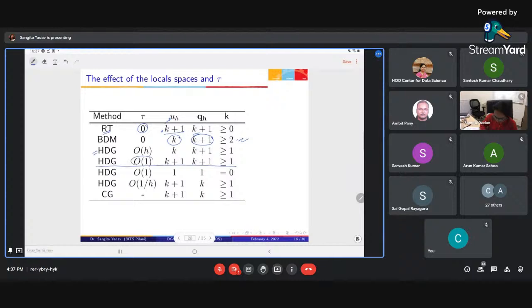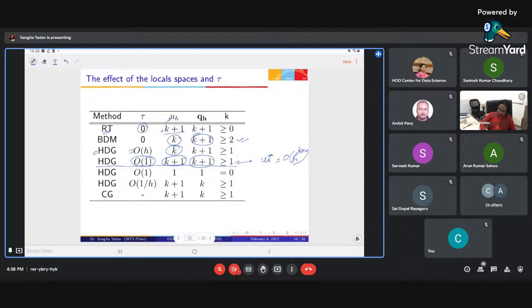be of order 1, that is constant, in that case, we are getting rate of convergence in UH as k plus 1 as well as k plus 1 in QH for all k bigger than or equal to 1. And here you also have the post-process solution, which will have rate of convergence k plus 2. It converges faster than UH. But if you choose this stabilization parameter of order H, then rate of convergence in the solution is only k. It is not k plus 1. But in QH, you will be having k plus 1.